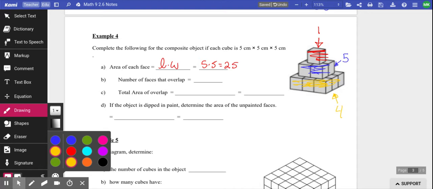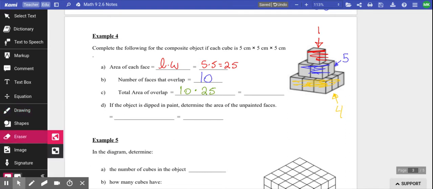For us, the total number of faces would be 10. 1 on the top. The middle layer's got 5, with 1 above and 4 below. And the yellow's got the 4 on top of it. The total area of the overlap would be the 10 sides times the 25. You have the other ones. Not 10. Which one am I missing? Oh my goodness. I'm missing all those insides.